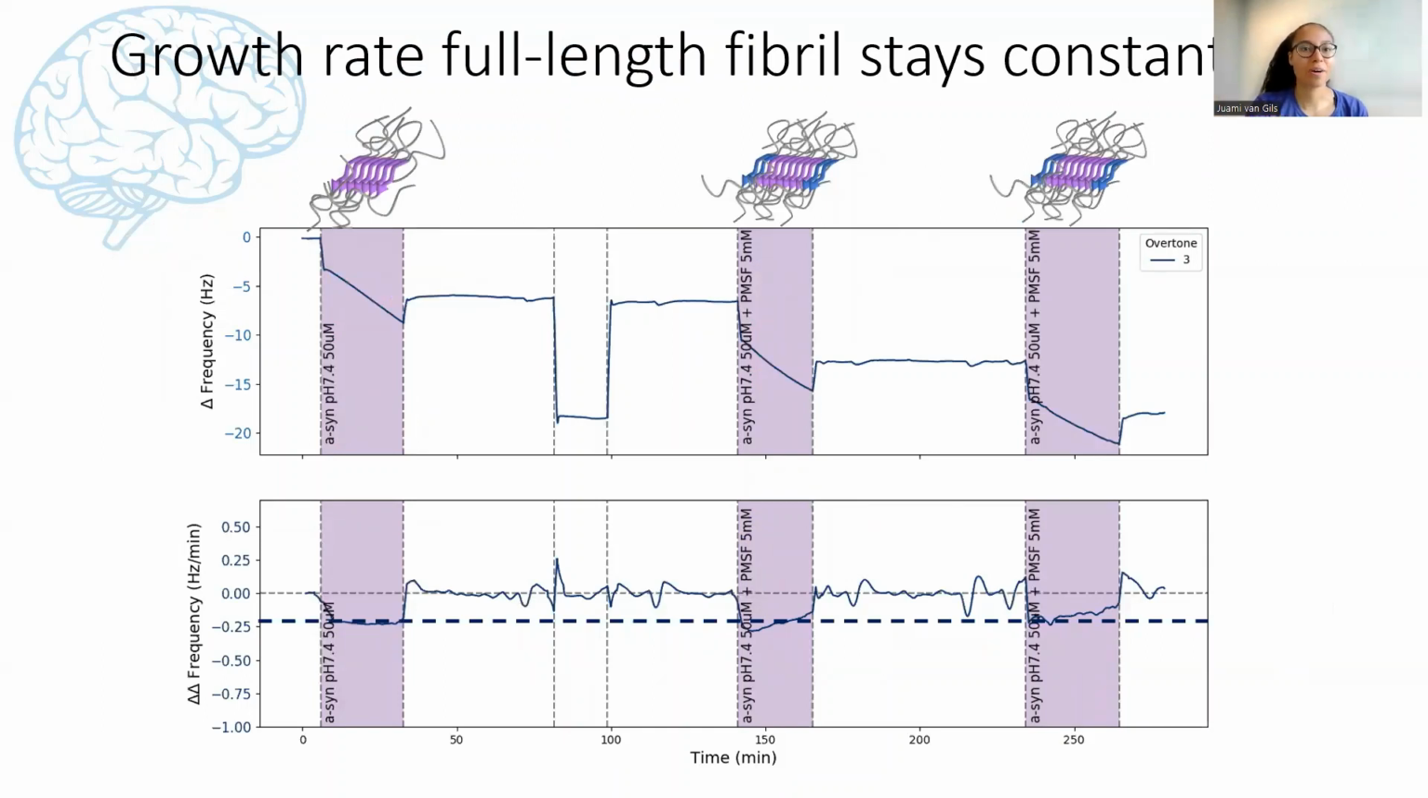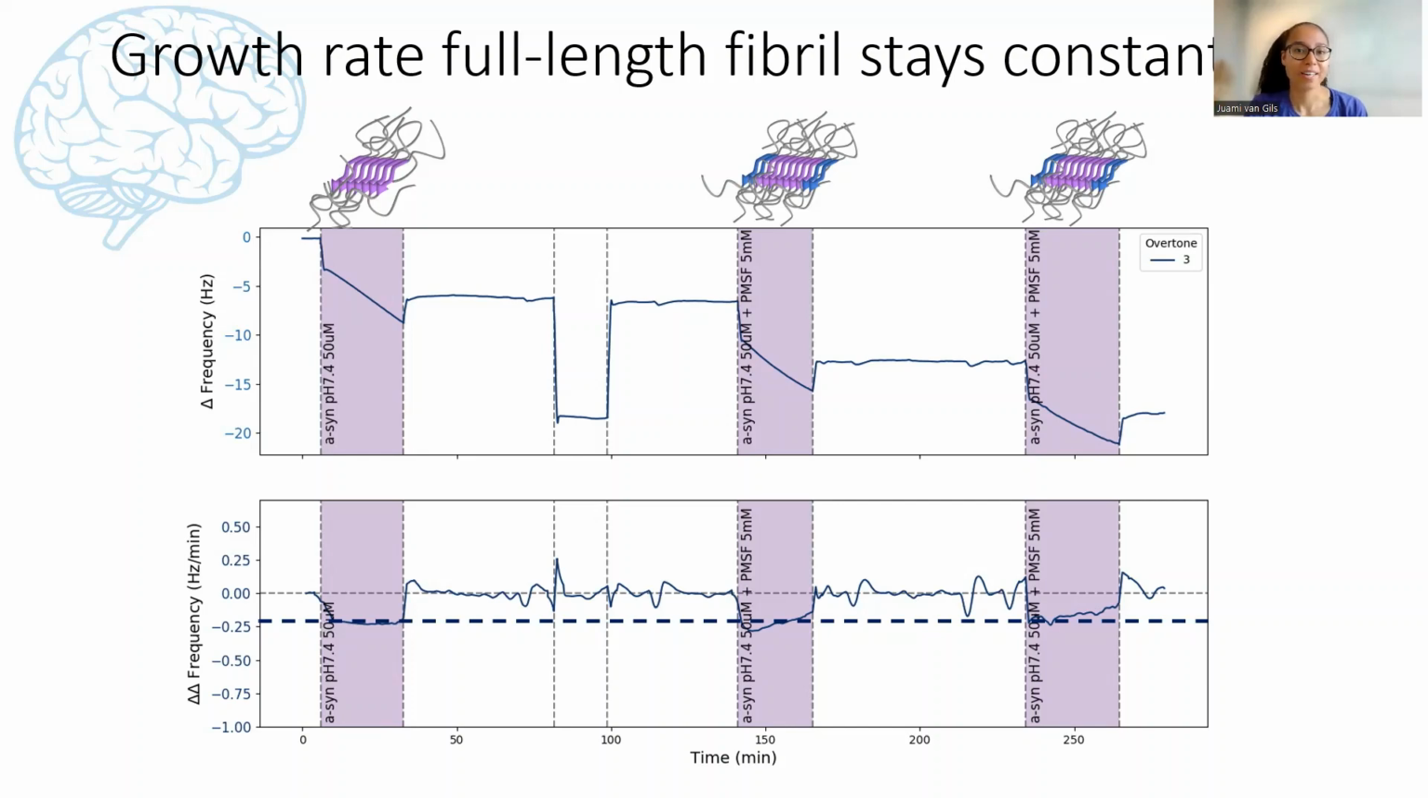So here is, on the x-axis, we see time, and on the y-axis, on the top, we see the change in frequency of the vibration, and at the bottom, we see the slope of the graph on the top. So here we see, for example, in all three of the growth phases highlighted in purple, that if alpha-synuclein is allowed to grow, the frequency goes down, which is what we expect. And what you also see is that in all three of these phases, the growth rate is approximately equal. So it doesn't change, which makes sense because we didn't do anything to the fibril.